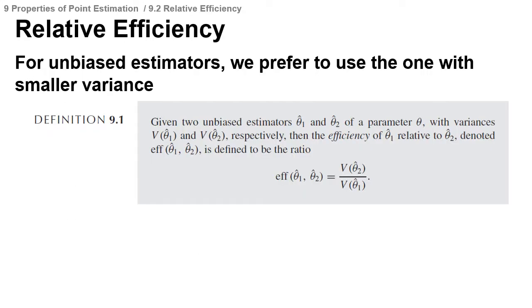Chapter 9.2 is about relative efficiency. For unbiased estimators, we prefer to use the one with smaller variance. So that's where the relative efficiency comes from. Definition 9.1, given two unbiased estimators zeta 1 hat and zeta 2 hat of a parameter zeta. If the estimators are unbiased, then we prefer smaller variance. So the relative efficiency is just comparing the variance of each estimator.